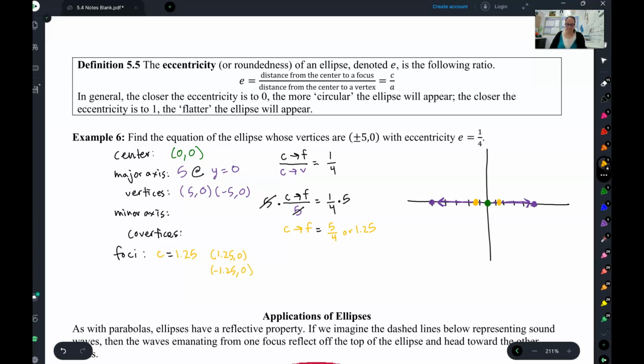So now I just need to find my minor axis and my co-vertices, which I can do using my C equation, just like I've done in the past problems. So I know that C is 1.25, and that equals the major axis, which I know is 5 squared, minus the minor axis, which I don't know, squared. And let's solve for this.